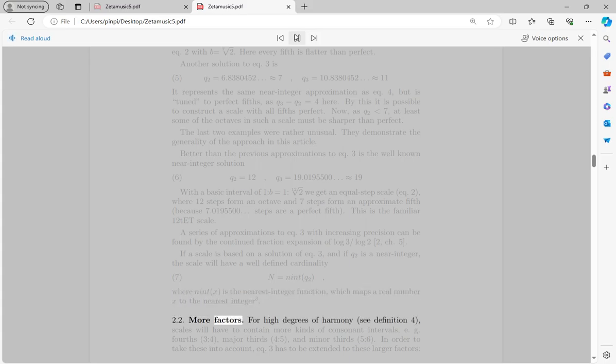2.2. More factors. For high degrees of harmony, see definition 4, scales will have to contain more kinds of consonant intervals, e.g., fourths, 3:4, major thirds, 4:5, and minor thirds, 5:6. In order to take these into account, equation 3 has to be extended to these larger factors. Equation 8.